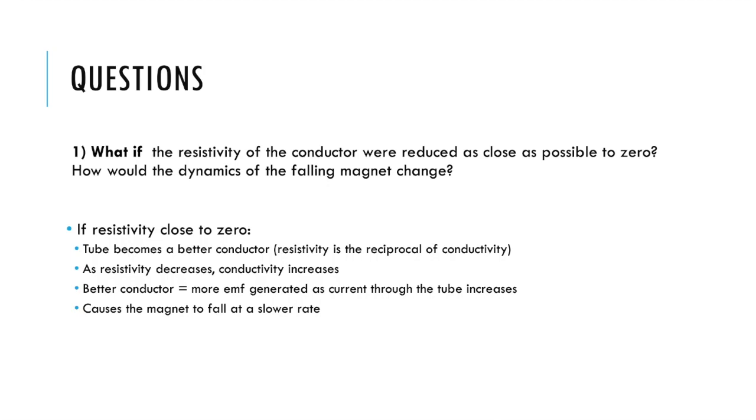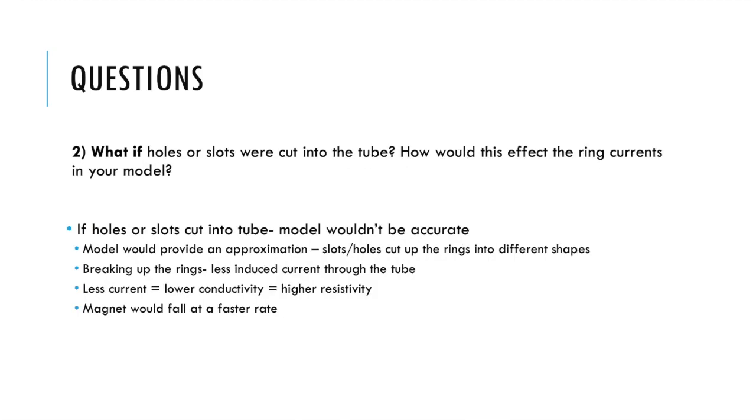If the resistivity is close to zero, it means that the tube becomes a better conductor. This means that more EMF is going to be generated as the current through the tube increases, causing the magnet to fall at a slower rate. And if holes or slots were cut into the tube, the model wouldn't be as accurate because it would cut the rings into different shapes. Breaking up the rings would cause less induced current to run through the tube, so less current means that the magnet would fall at a faster rate.